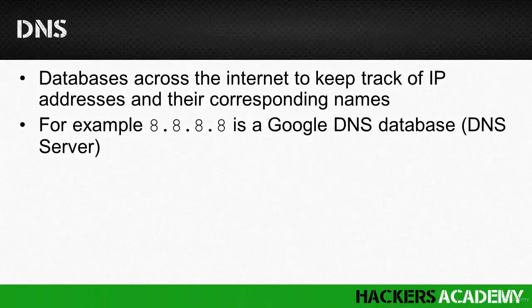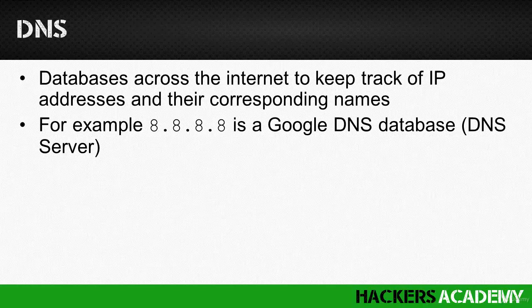You can think of DNS as a database across the internet that keeps track of IP addresses and their corresponding names. So think of it, for example, as a big Excel sheet with two columns. In one column, you have the name of every single website, and in the other column, you have the corresponding IP address of every single website. These DNS databases are spread all across the internet, and each one of them would have their own IP address. One of the most famous ones, for example, is the Google DNS database, which has the IP address of 8.8.8.8. So if you go right now and ping 8.8.8.8, you will get a response from it.